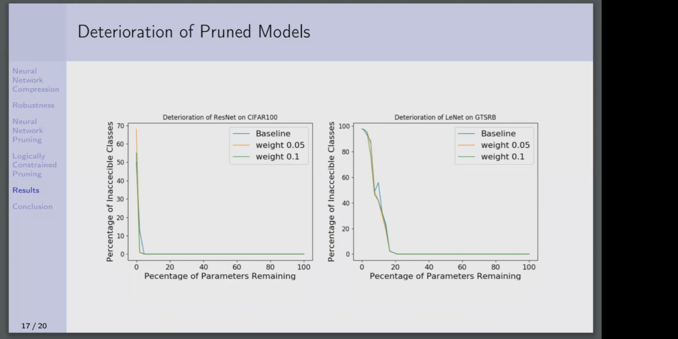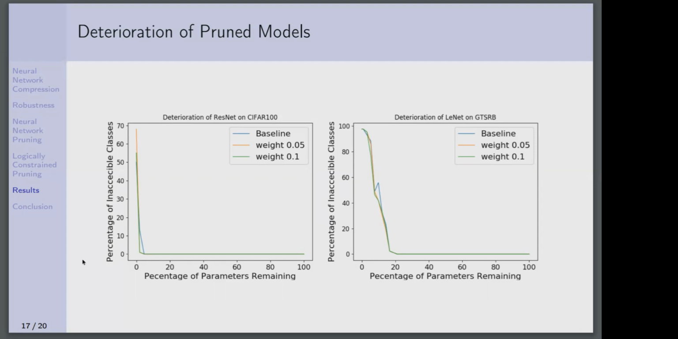Class data set. As you can see, when you get past around 20% of parameters remaining, we see this massive increase in the number of classes that are inaccessible. But up until that point, the percentage of inaccessible classes, or the deterioration, stays pretty constant at 0. And if we look at ResNet, again, it stays at 0, and it doesn't start to deteriorate until a much lower number.